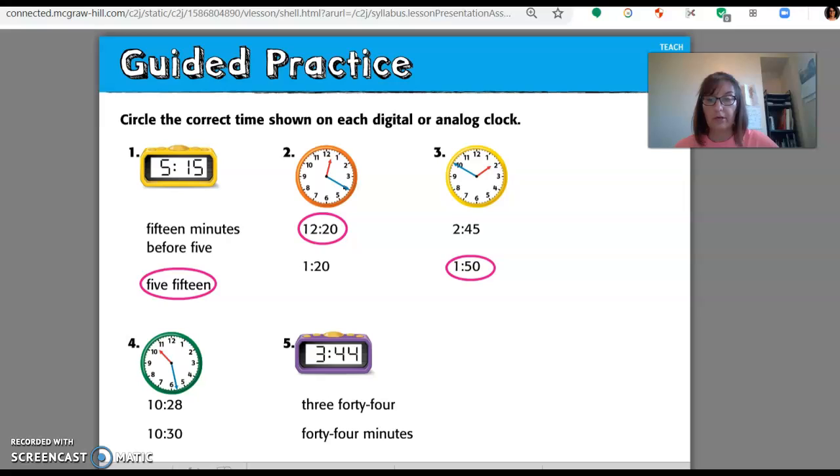we have an hour hand between the 10 and 11. So the hour is 10. Looking at the minutes, we're going to count by 5, starting up here. 5, 10, 15, 20, 25. Now we're going to move 3 more little ticks. 26, 27, 28. Therefore, the time is 10:28.